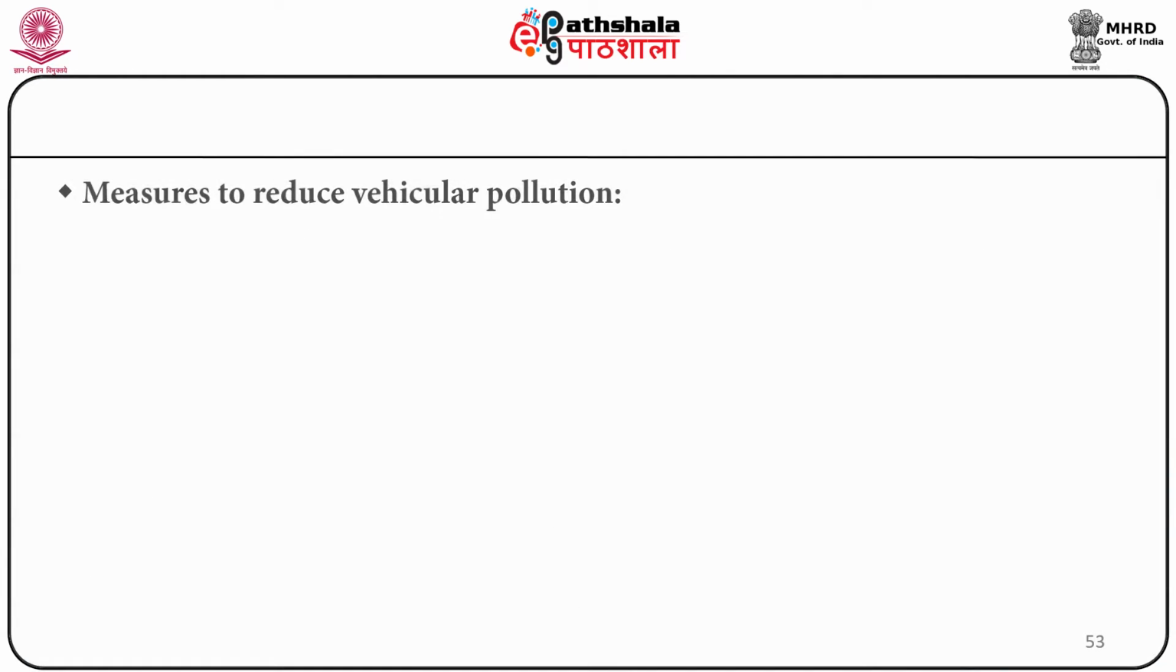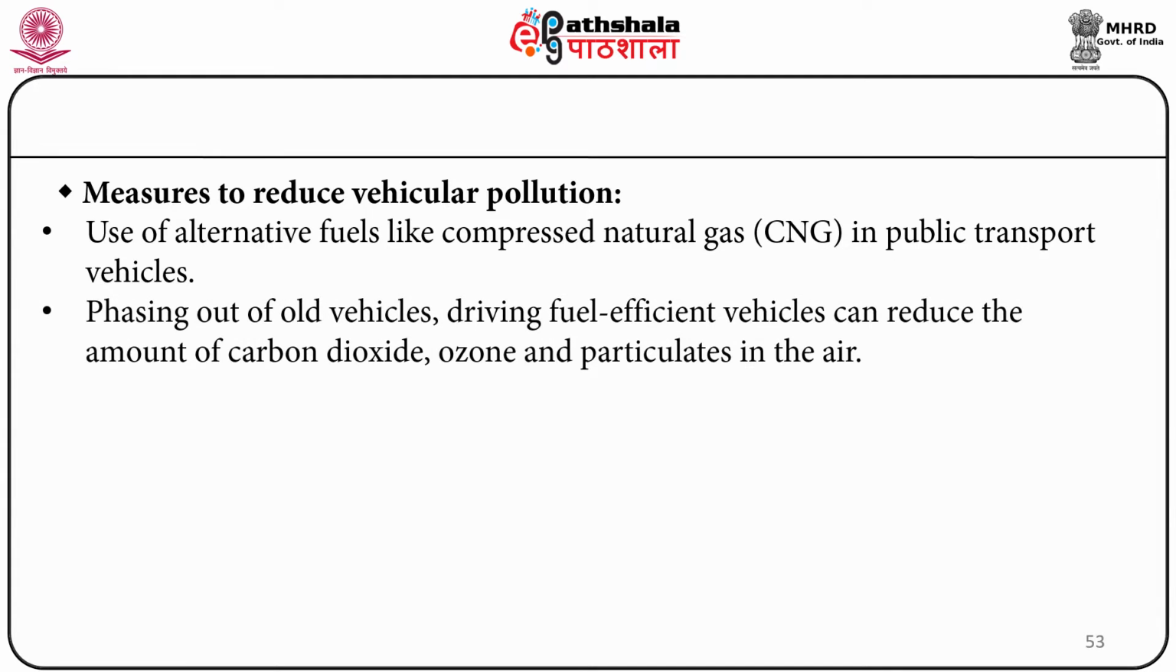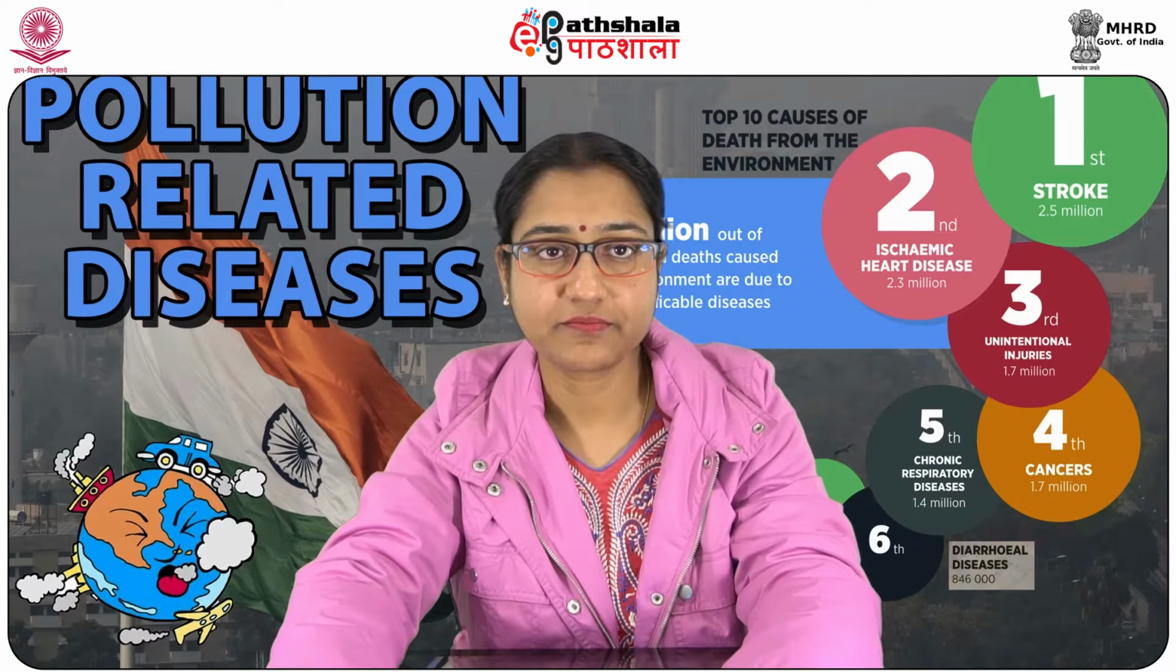Prevention and control of outdoor air pollution also includes measures to reduce vehicular pollution by use of alternative fuels like compressed natural gas in public transport vehicles, phasing out of old vehicles. Driving fuel efficient vehicles can reduce the amount of carbon dioxide, ozone and particulates in the air. Use of unleaded petrol, use of low sulfur petrol and diesel, use of catalytic converters in vehicles, application of stringent pollution level norms for vehicles, etc.